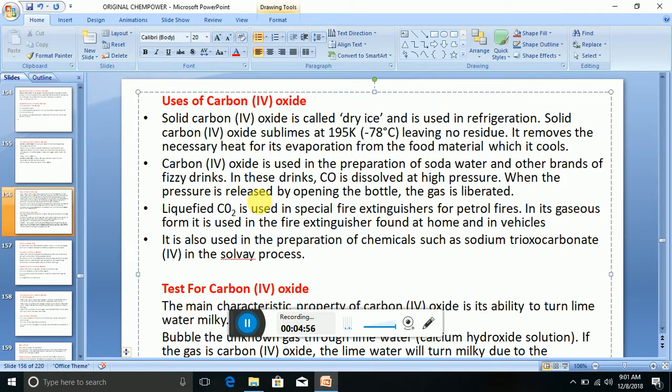Carbon (IV) oxide is used in the preparation of soda water and other brands of fizzy drinks. In these drinks, carbon (IV) oxide is dissolved at a high pressure. When the pressure is released by opening the bottle, the gas is liberated.